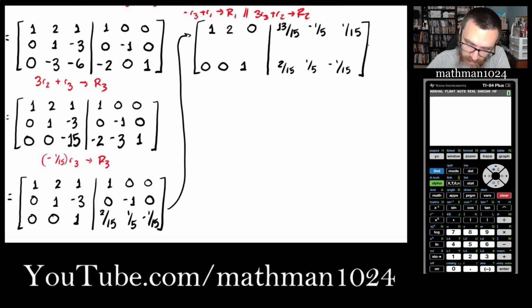Then we got this next part. We've got to do 3 times row 3 plus row 2. That's going to be a 0. That's going to be 1. 3 times 1 plus negative 3 is 0. Like we knew that was going to happen. Not a big deal. But now we've got to do 3 times 2/15 plus 0. That's not too bad. That just reduces, gives me 2/5.